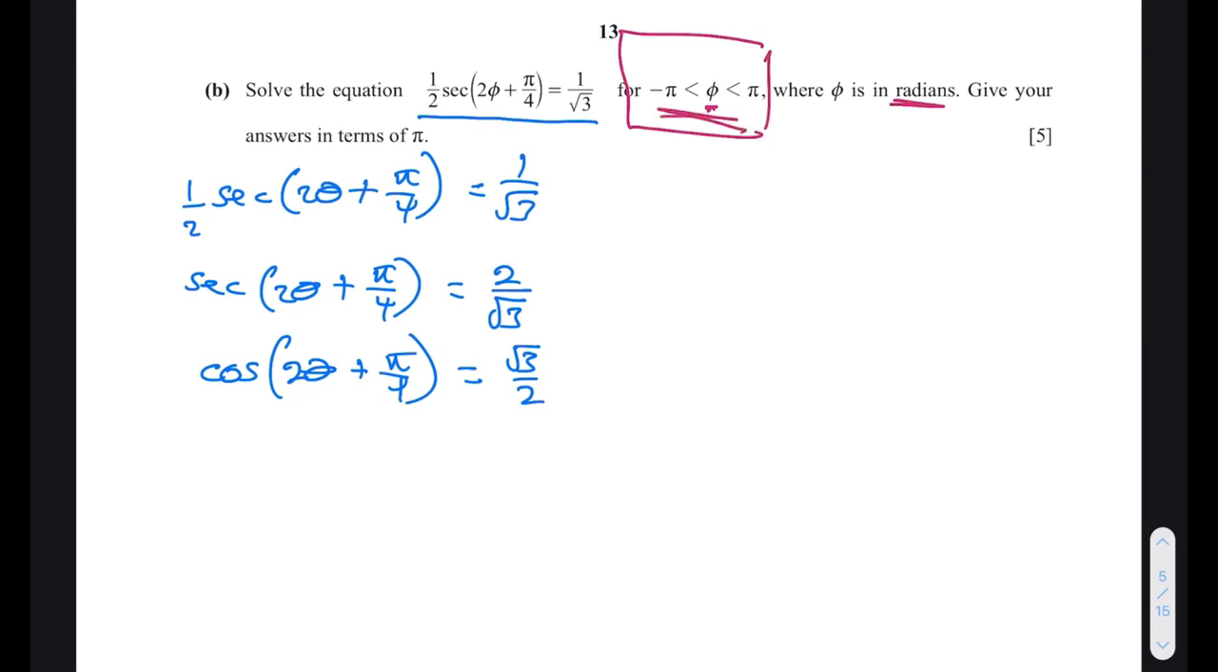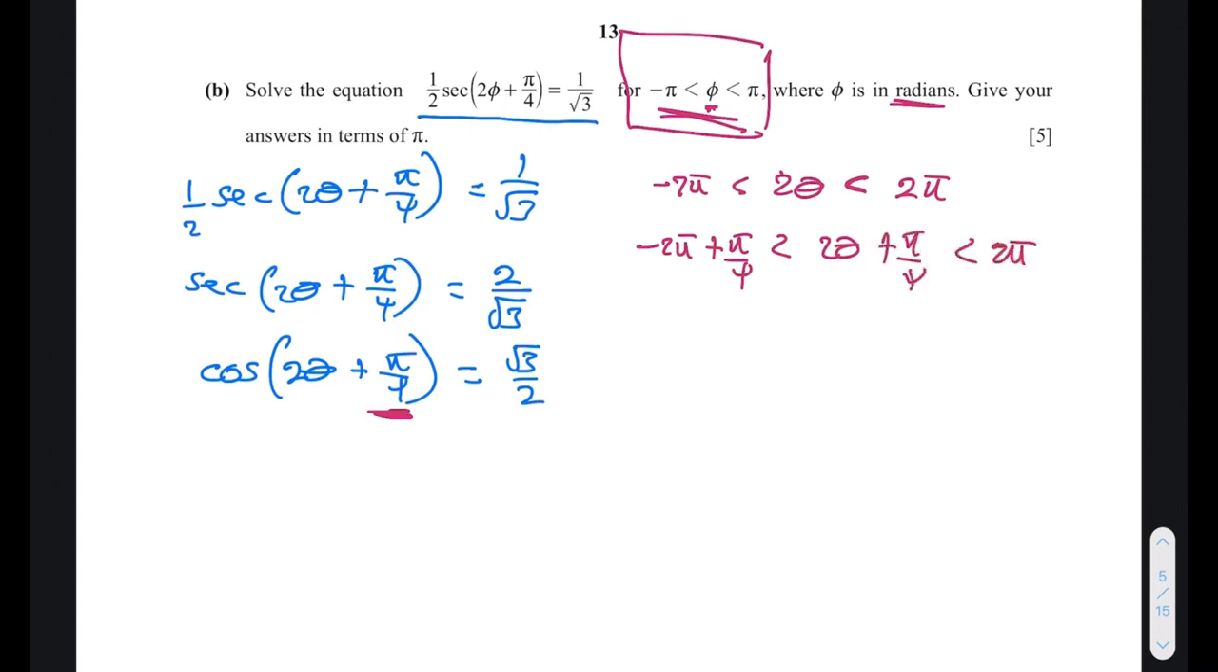First, we need to multiply through by 2, right? So you have negative 2 pi less than 2 theta, less than what? 2 pi, right? Then we also need to add what? pi on 4 to everything. So we have negative 2 pi plus pi on 4, and then 2 theta plus pi on 4, and then 2 pi plus pi on 4.